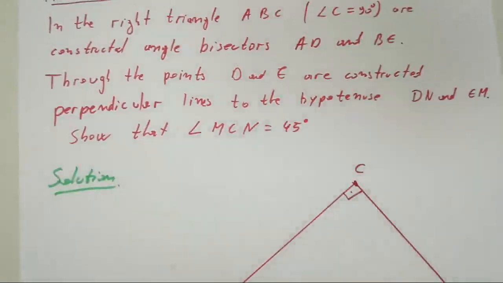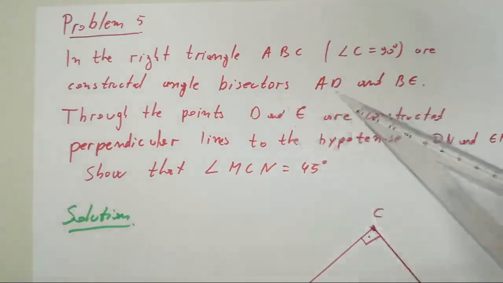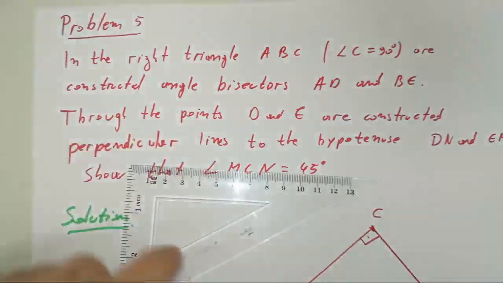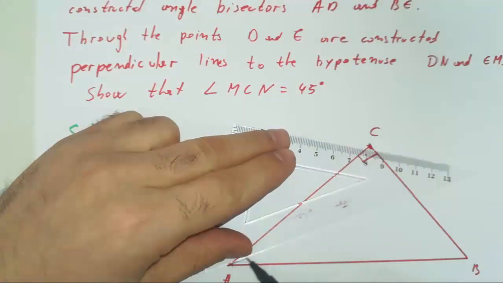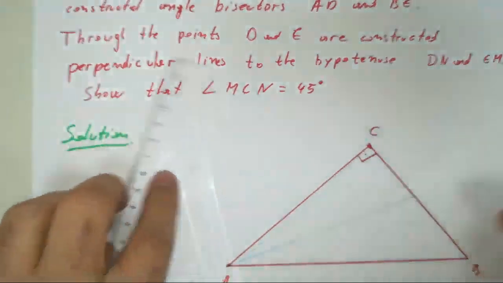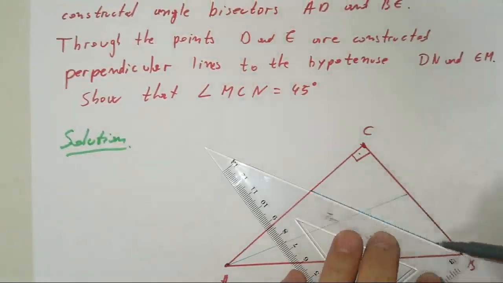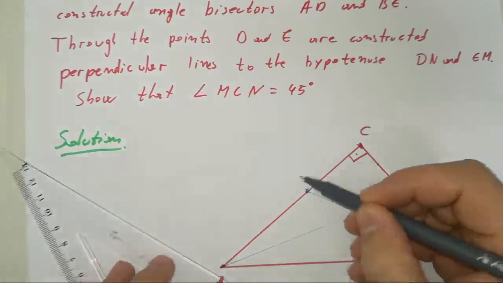All right, let's continue constructing the problem. It says that the angle bisector AD here, let's construct this one. And then this angle bisector here. So this is point D, this is point E.